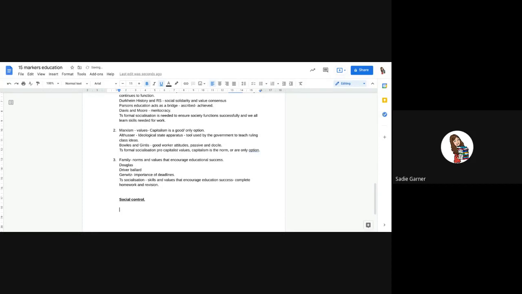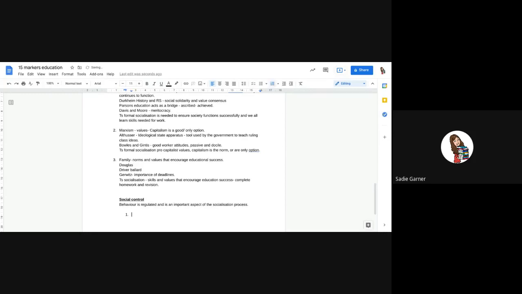So social control as a definition, which is really handy for you to have. Social control is when behavior is regulated and is an important aspect of the socialization process. So it's when behavior is regulated and is a really important aspect of the socialization process.